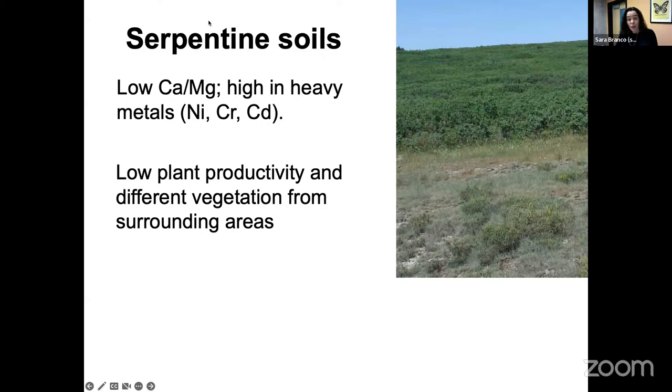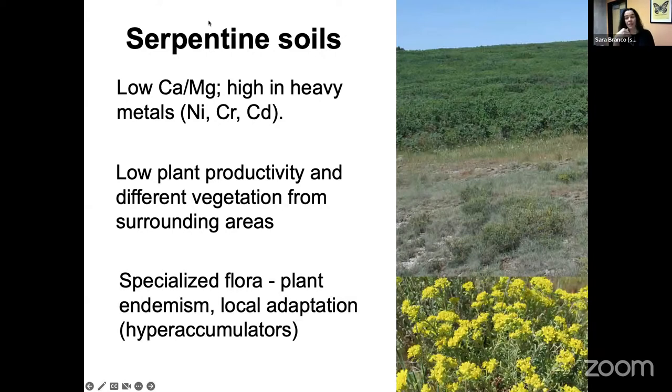And so we also know that serpentine soils have specialized flora. So there's a lot of plant endemism. And there's lots of examples of local adaptation associated with serpentine soils, including plants that are hyperaccumulators. So here I'm showing you Alyssum serpyllifolium, which is a little plant that grows in serpentine soils and that accumulates nickel in its vacuoles. People describe its leaves as nickel bombs because the content of nickel is so high in the leaves that it makes them actually toxic to herbivores, and it's just fascinating how they can deal with such high concentrations of nickel inside their tissues.